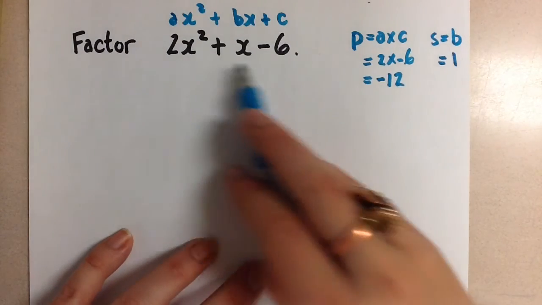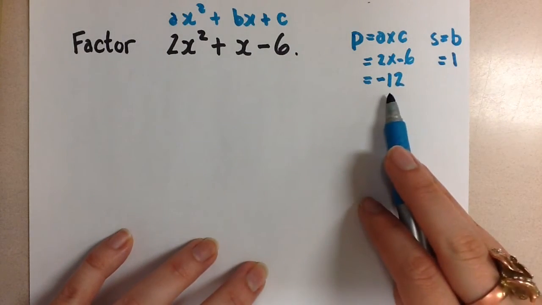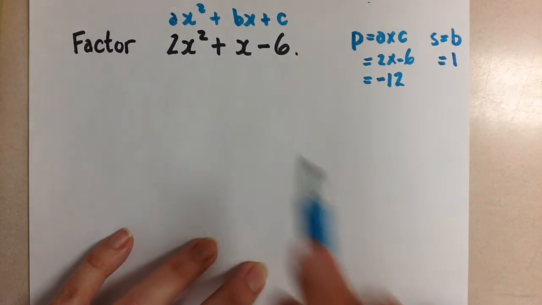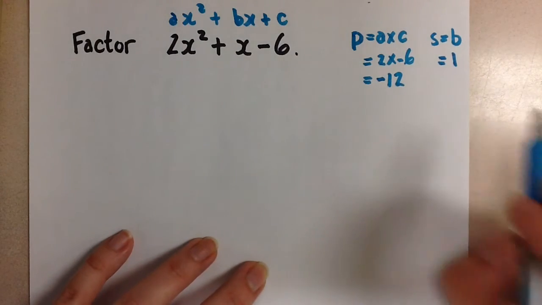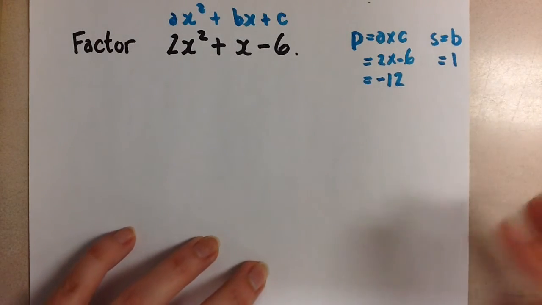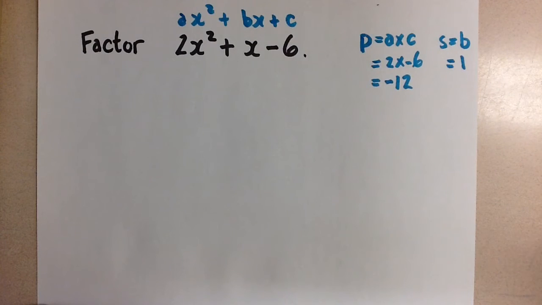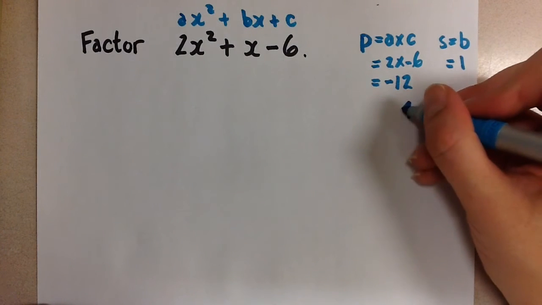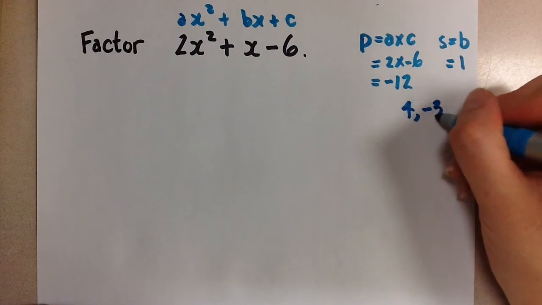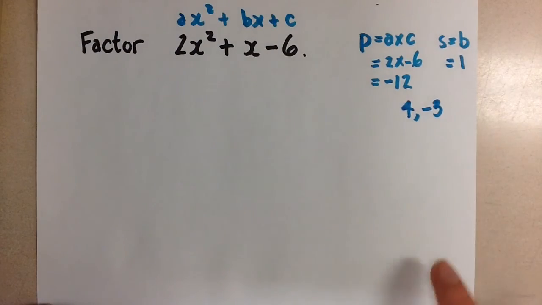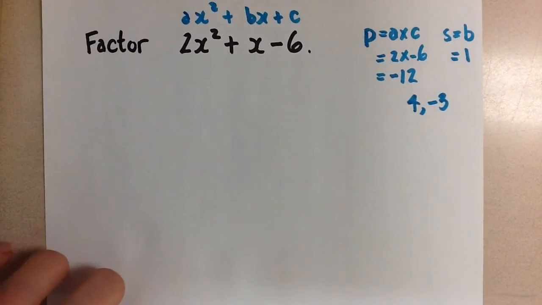So the 2 times negative 6 gives us the product, and the coefficient b gives us the sum. So we need two numbers that satisfy these two conditions. Think about your multiplication facts. The only two numbers that are going to satisfy this are the number 4 and the number negative 3. Now the order of these two numbers doesn't matter. It will give you the same result in the end.